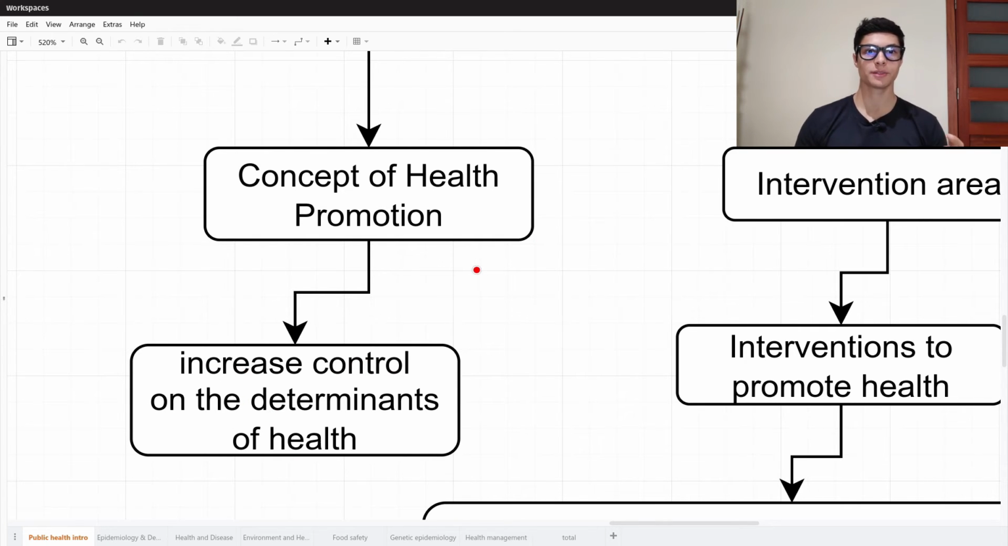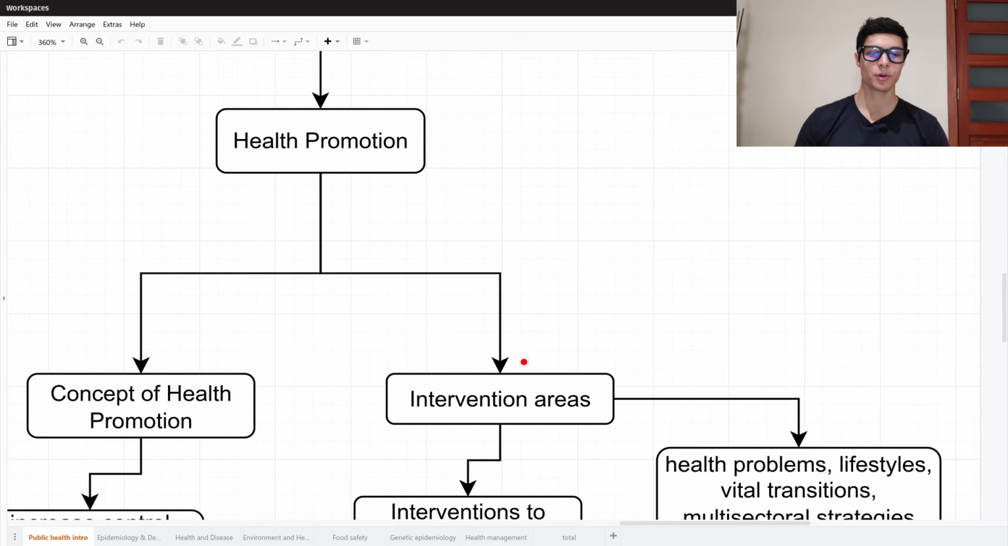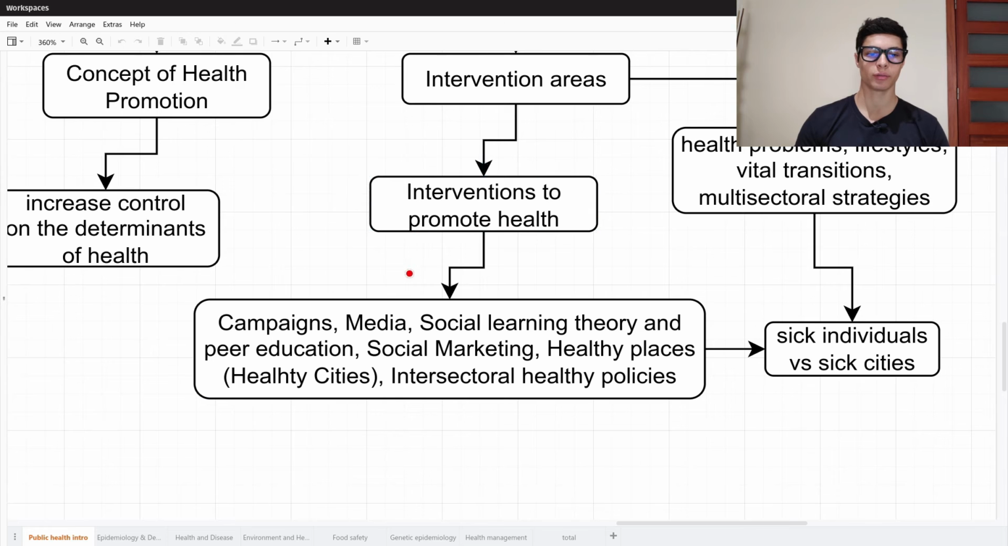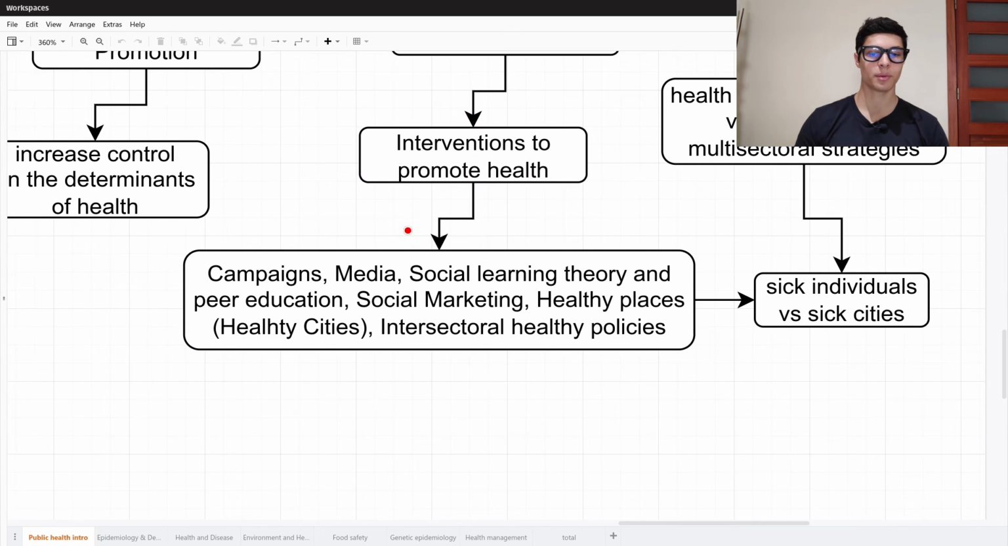For example, advising to not contaminate your environment because it's going to be bad for your health, or maybe don't eat that type of food because for your human biology is not appropriate. And something more can be like do these types of exercises because they are healthy for you and they promote a healthy lifestyle. So in health promotion we have intervention areas. Interventions to promote health. Well, everywhere basically.